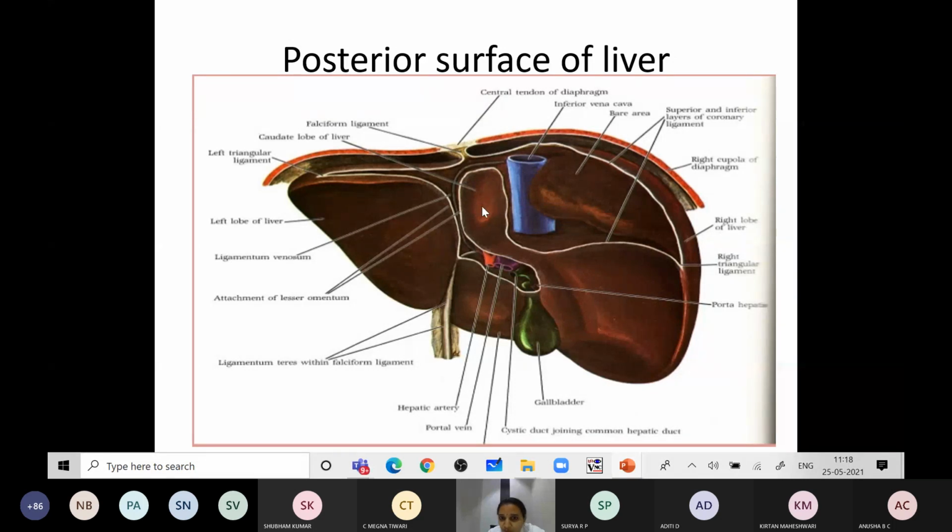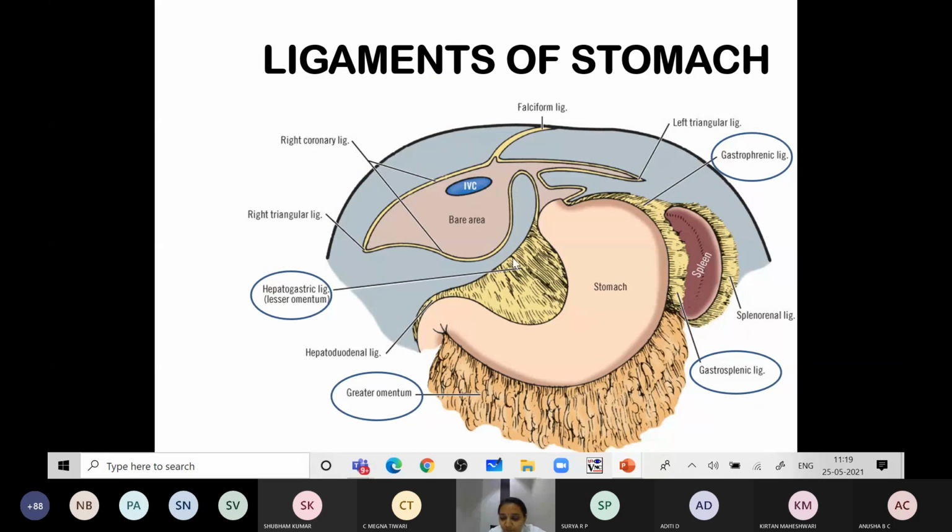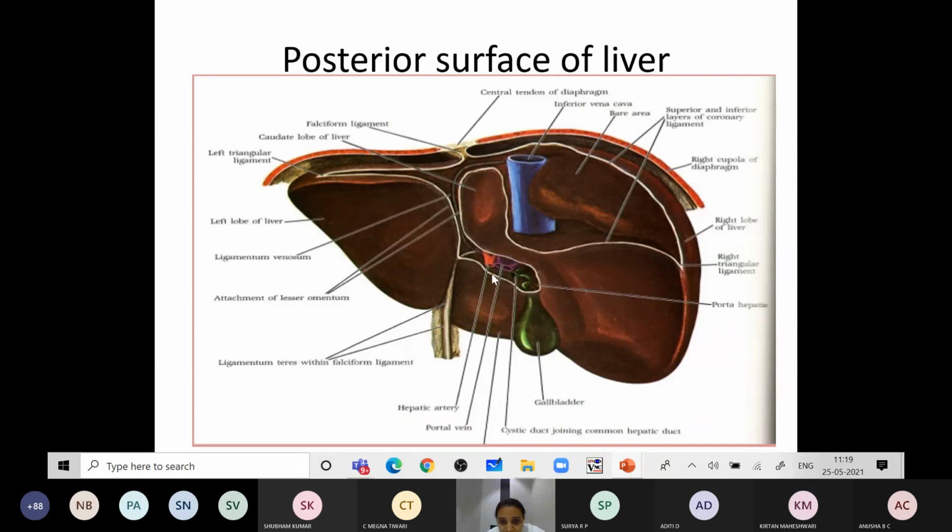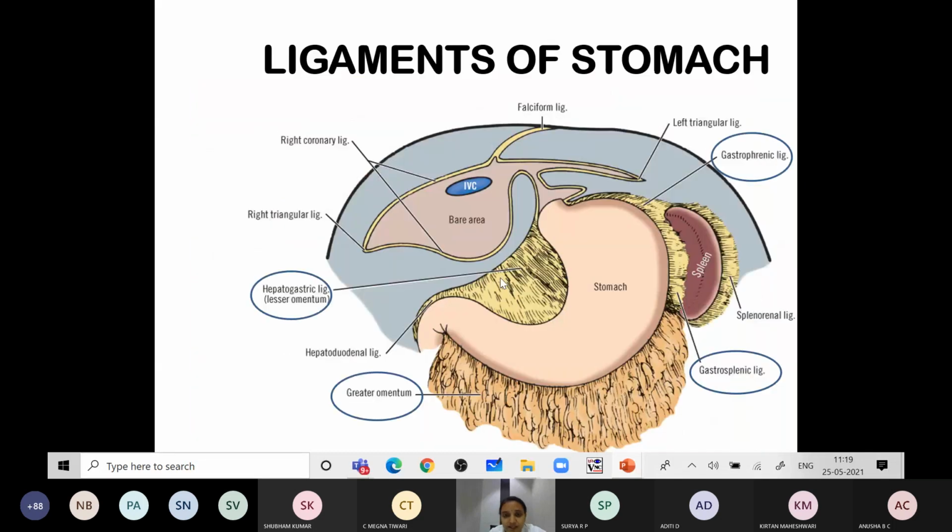See this caudate lobe, as we have discussed yesterday, it is covered by the peritoneum of the lesser sac. So from the posterior lip of the porta hepatis, it is reflected downwards as the posterior layer of the lesser omentum. From the anterior lip, the peritoneum of the greater sac is reflected downwards as the anterior layer of the lesser omentum. This is the lesser omentum. From the porta hepatis, this extends downwards over the lesser curvature of the stomach.